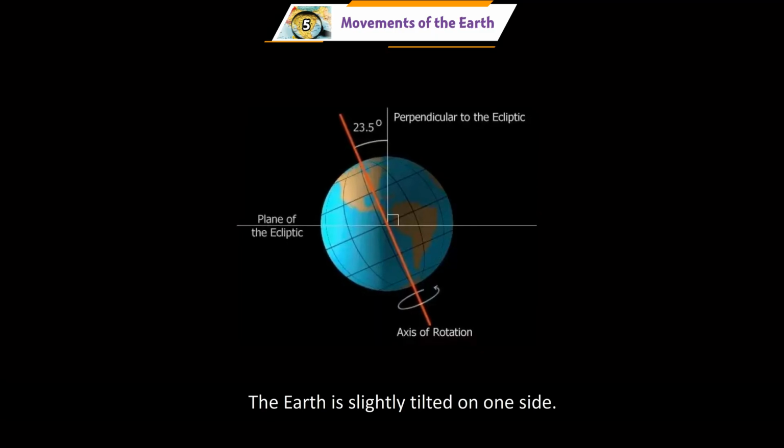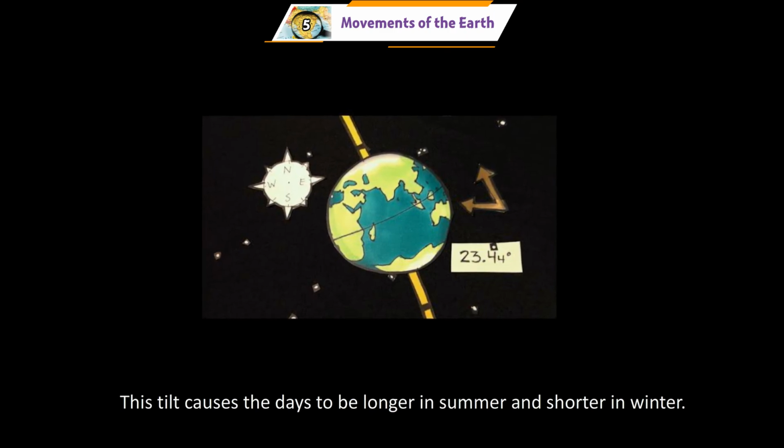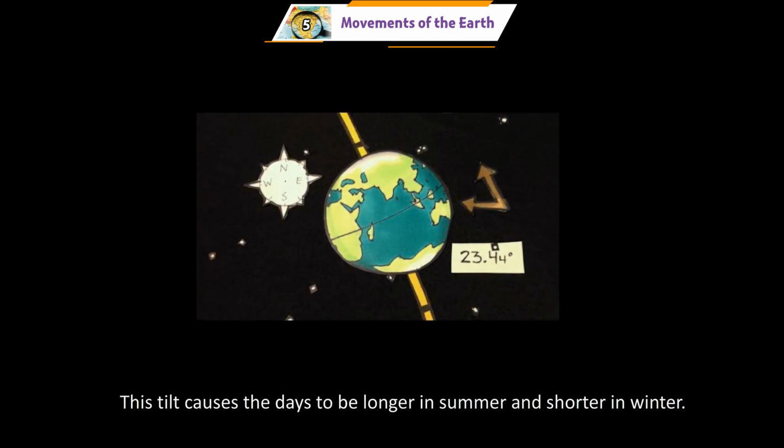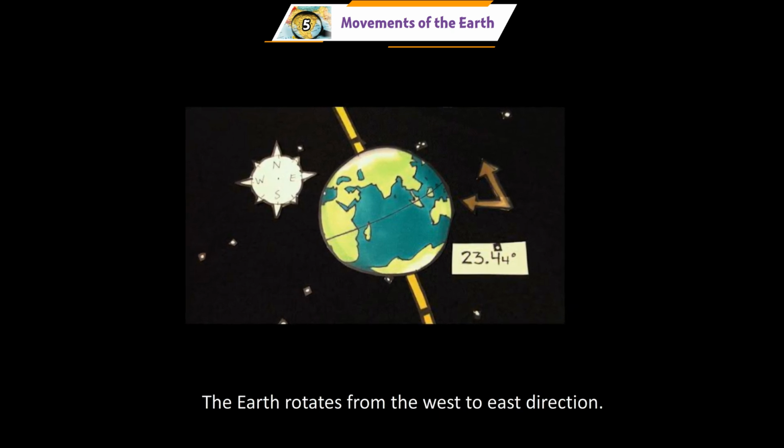The earth is slightly tilted on one side. This tilt causes the days to be longer in summer and shorter in winter. The earth rotates from the west to east direction.